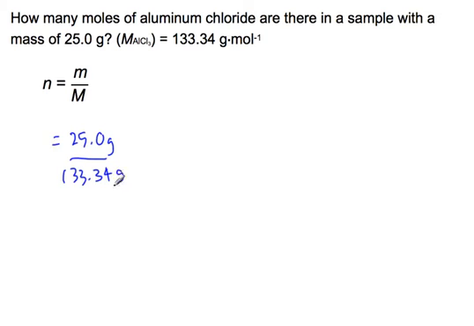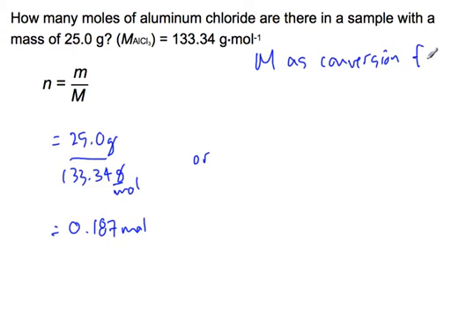133.34 grams per mole. So grams divide out, and you're left with 1 over mole, which is the same as mole, and we get 0.187 moles of aluminum chloride. Now, there's another way you can do that, and that's using M as a conversion factor, like we've seen before. We just multiply. When we did dimensional analysis, we just multiplied everything.